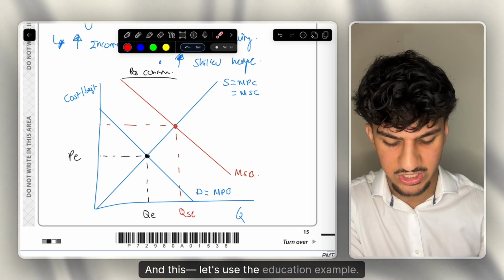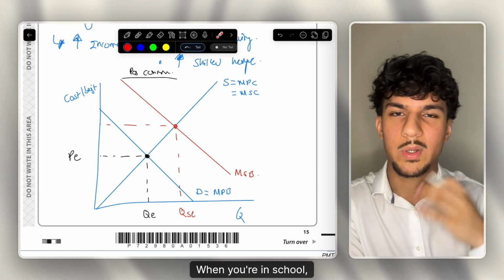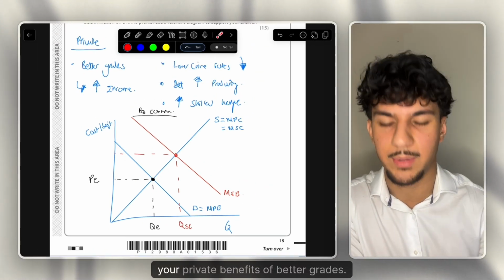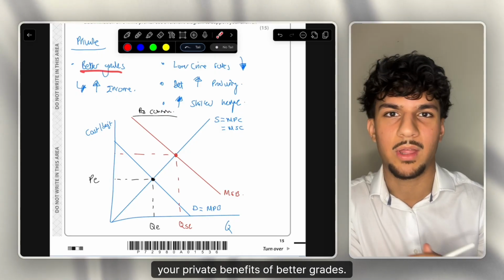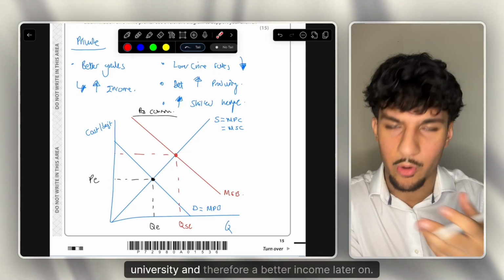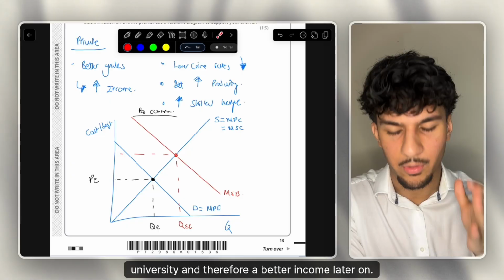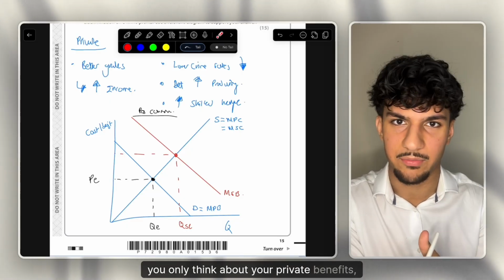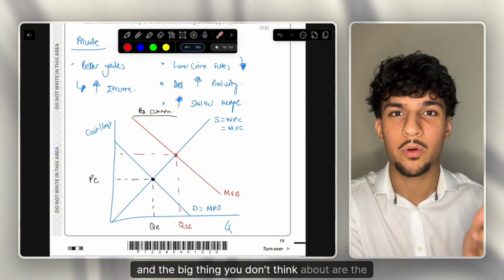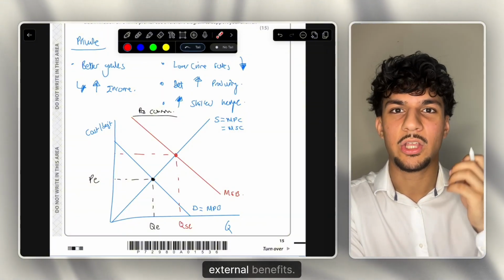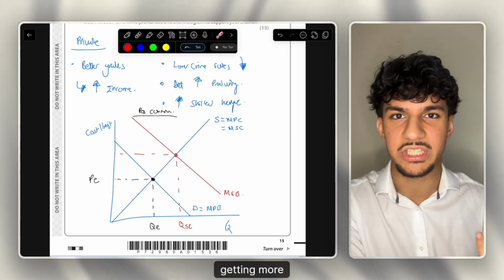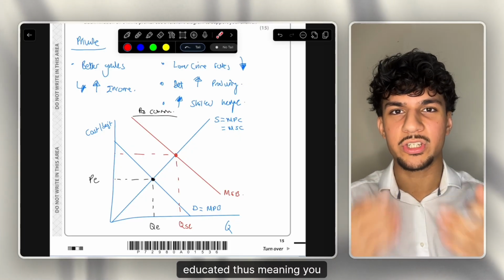And let's use the education example. When you're in school, maybe when you're doing your A-Level Economics, you are only thinking about, yet again, your private benefits of better grades. Maybe that will get you into a better university and therefore a better income later on. But that's the problem. As a consumer, you only think about your private benefits. And the big thing you don't think about are the external benefits. You don't think about the benefits to society of you getting more educated, thus meaning you underconsume education.